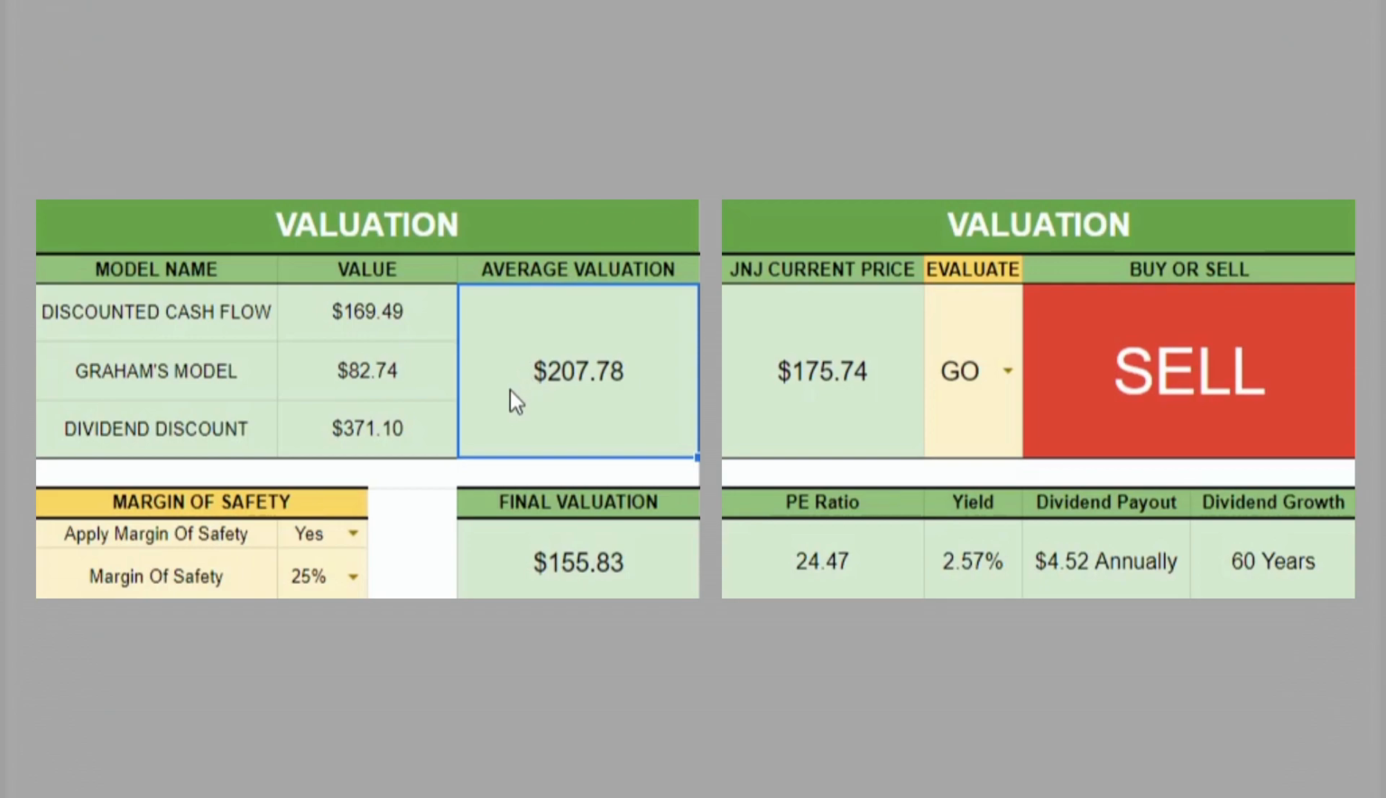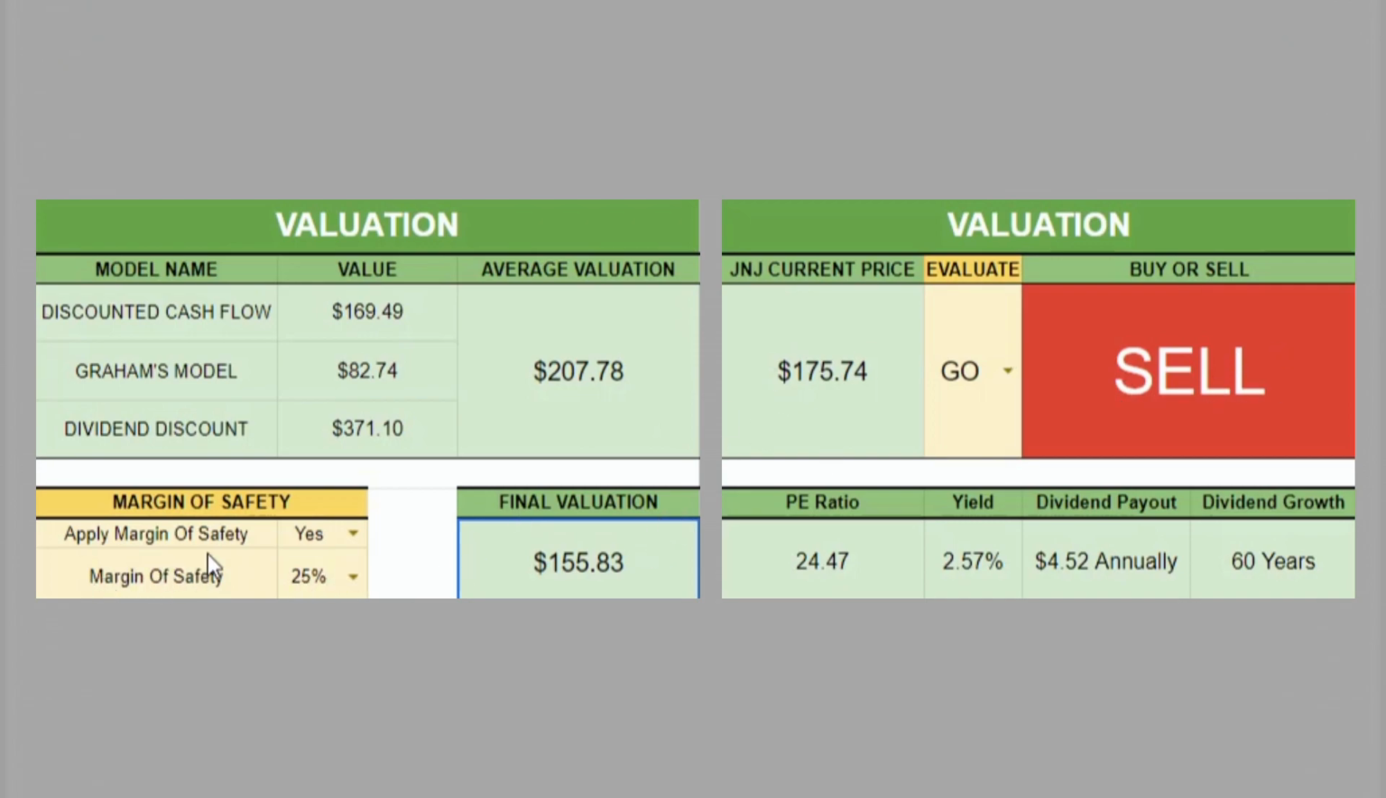The average valuation is actually $207.78, and with a 25% margin of safety that gives us $155.83 per share. So currently JNJ is a sell.